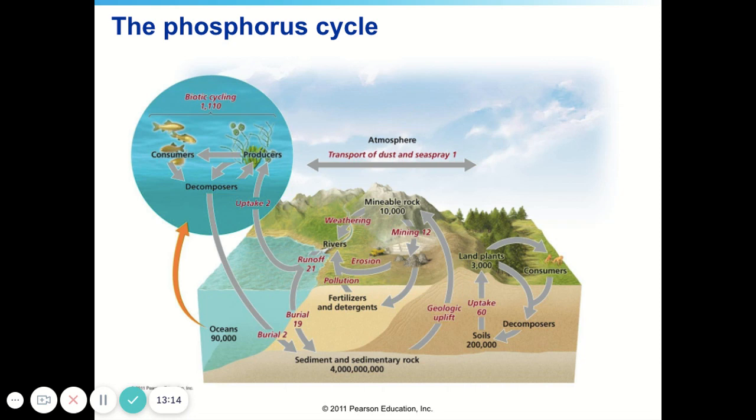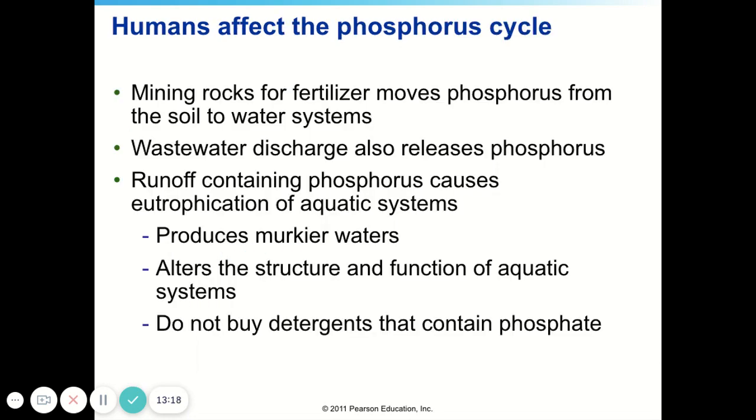And finally, the phosphorus cycle. How do humans impact it? When we extract phosphorus, it ends up in the water eventually, which contributes to eutrophication. And that comes not only from fertilizer runoff, but also from cleaning products that are made with phosphates.